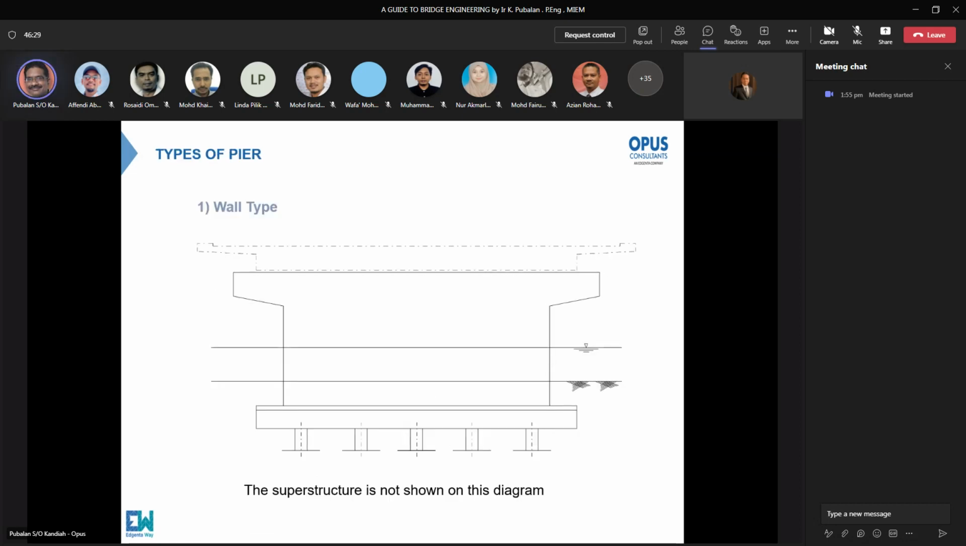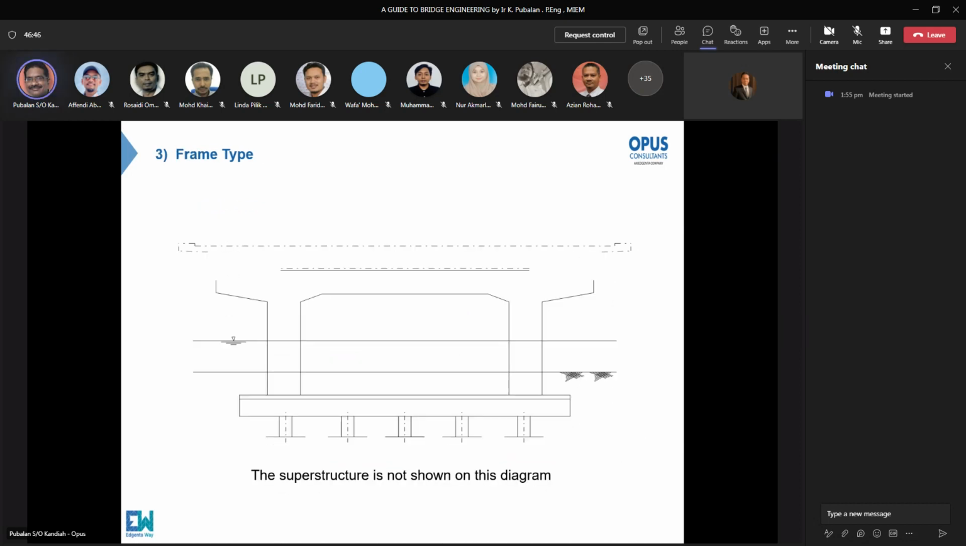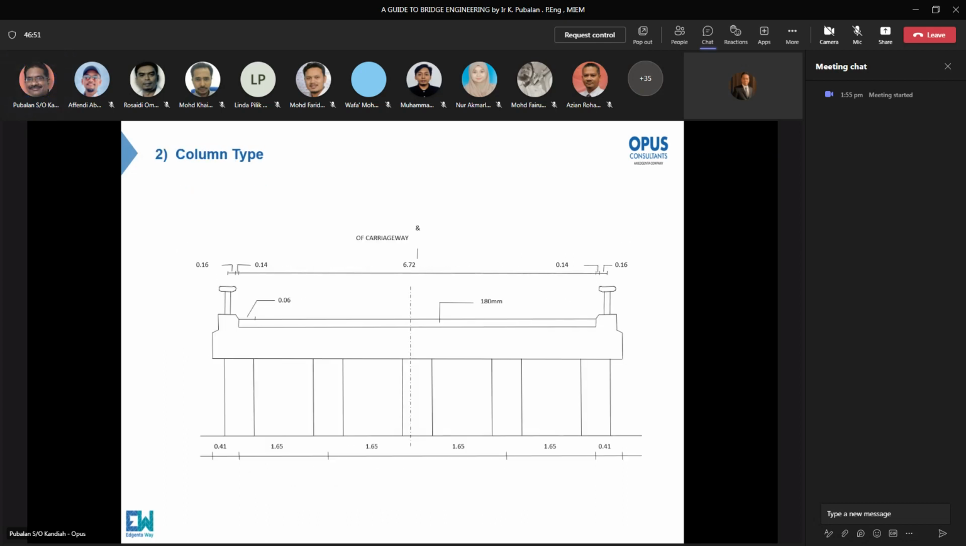The Shah Alam Bridge at kilometer 0.9, where our Encik Effendi was involved last time when we were here, is a wall type. Penang Bridge is column type. This is a frame type. You have two columns, right? So generally you have these three types. Sometimes we also have another type, called the hammer type, macam penukul. That one I did not draw here, but we do have another hammer type, which can have only two columns, and we also call it a hammer type.